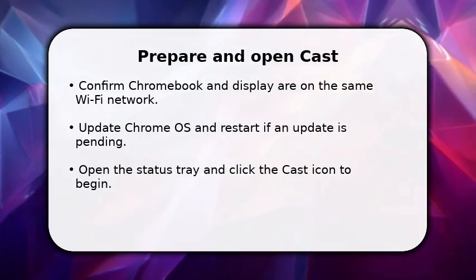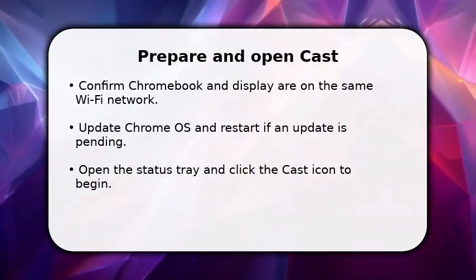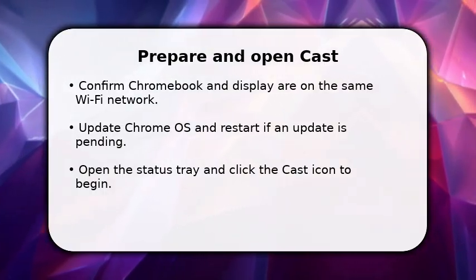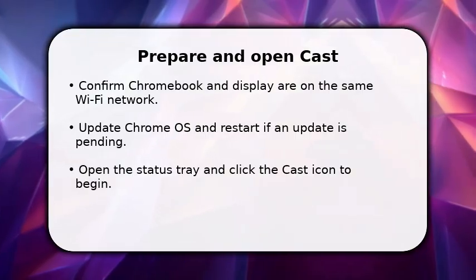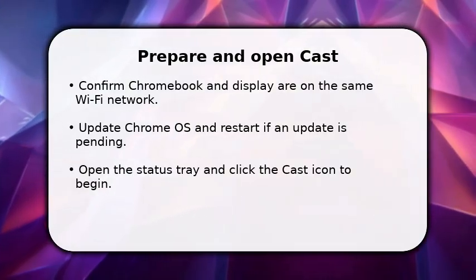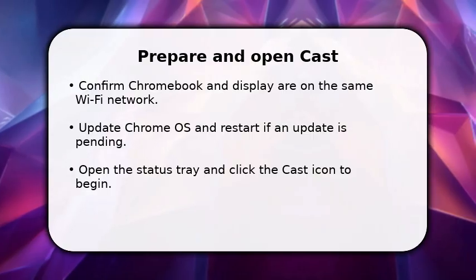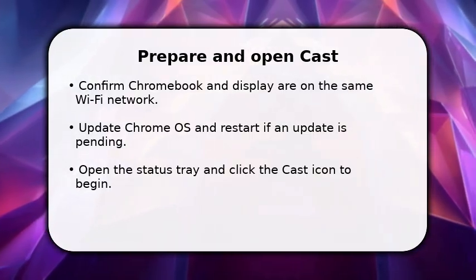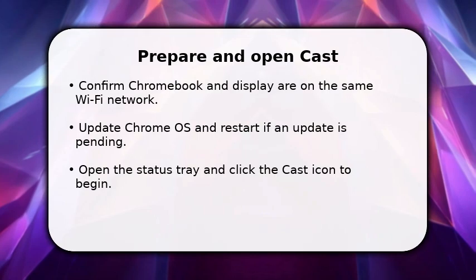Next, open the status tray in the lower right where Quick Controls live. Click the cast icon. This initiates device discovery. You're already taking the first actionable step. Your Chromebook is searching for compatible Chromecast or cast-enabled displays on the network.